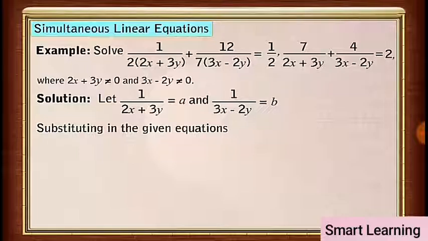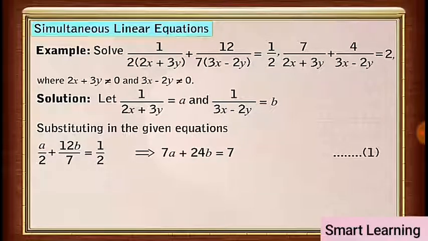Substituting in the given equations. In the first given equation, the first equation becomes a/2 + 12b/7 = 1/2. Multiplying both sides with 14, we get 7a + 24b = 7. Call this first. And doing the same for the second given equation, we have 7a + 4b = 2. Call this second.